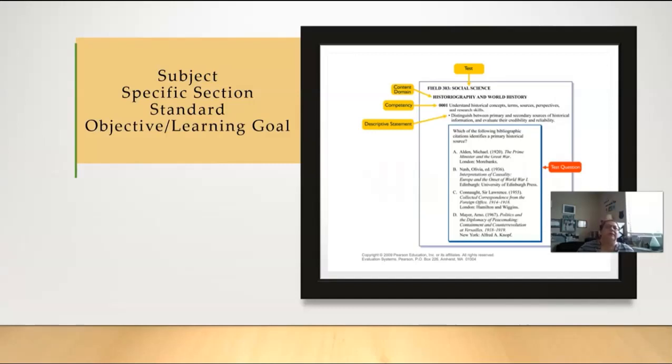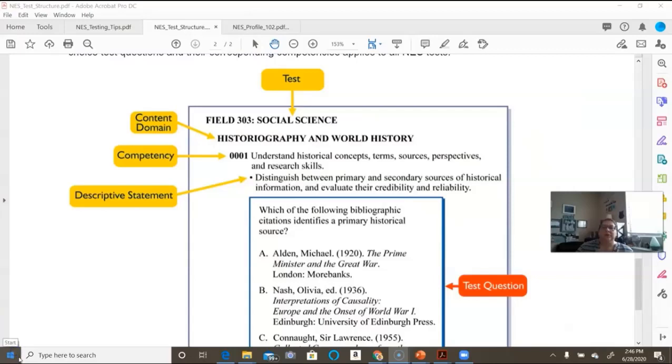So here we can see that it is social science. That's our test, but that'll be our subject, right? The content or the specific domain is historiography and world history. In competency, it'll tell us, underline the historical concepts, the terms, sources, and perspectives, and research skills. And then it'll give us the descriptive statement. So I'm going to show you this in a larger picture. So here's a larger picture I was talking about.